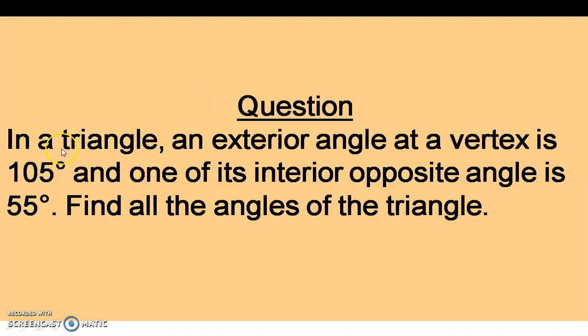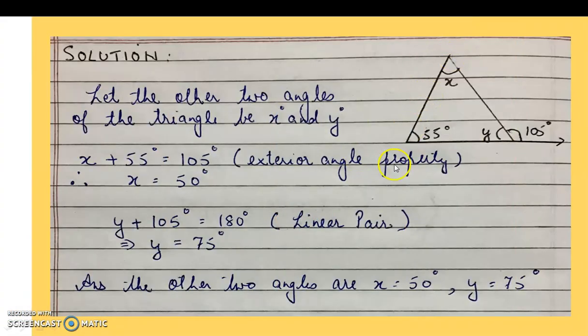According to the given question, in a triangle, an exterior angle at a vertex is 105 degrees and one of its interior opposite angles is 55 degrees. Find all the angles of the triangle. Coming to the solution, you can see I have made the triangle, and according to the question, the exterior angle is 105 degrees and one of the opposite interior angles was 55 degrees. So I have taken the other opposite interior angle to be x and the third angle of the triangle to be y. Now x plus 55 degrees is equal to 105 degrees.